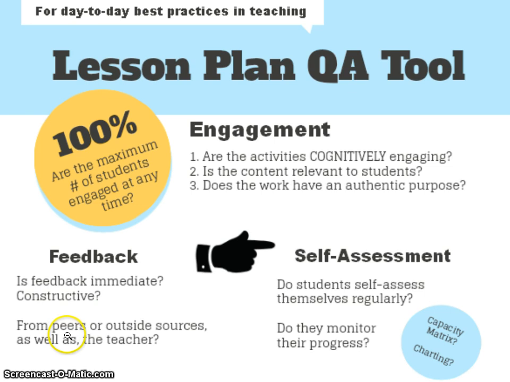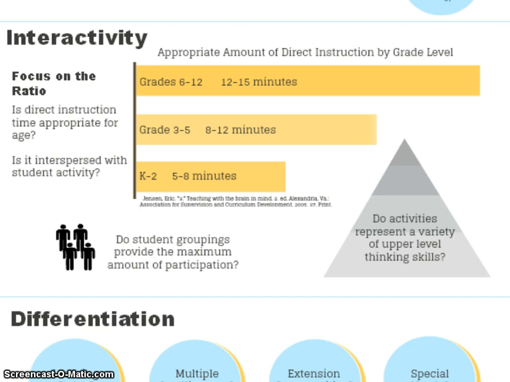Where do they get that feedback from? Peers or outside sources? Then self-assessment. Do they assess themselves regularly? How do they monitor their progress with things like capacity matrices or charting? Moving on down the infographic to interactivity, a few more questions would be, what is the ratio?